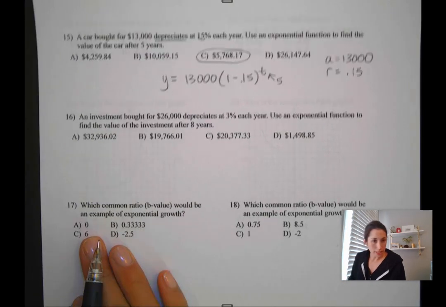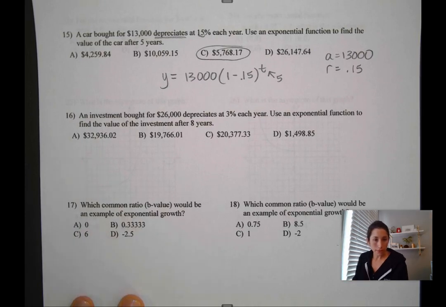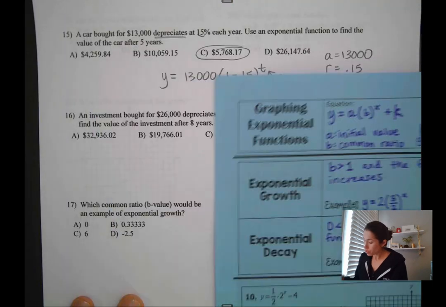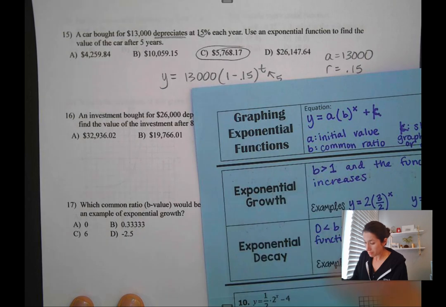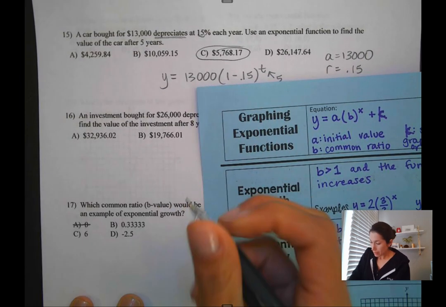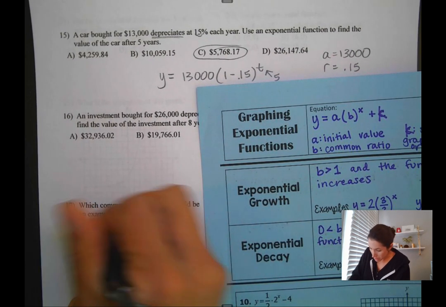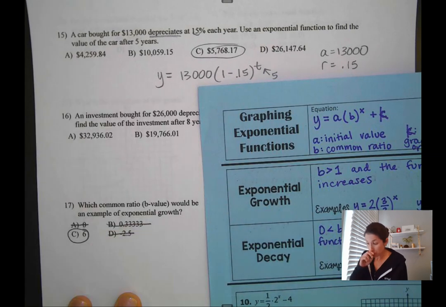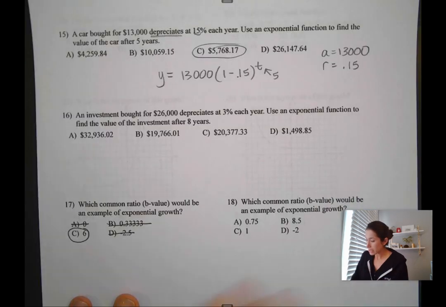Okay, let's do question 17. Which common ratio or b value would represent exponential growth? So let's look back at our toolkit, and we know that our value needs to be greater than 1. If we're looking at all these values here, 0 is not bigger than 1. This is not bigger than 1. This is also not, so it's going to be 6 here. Our common ratio should be 6 for this equation to be exponential growth. Okay, you're going to try 18 on your own.